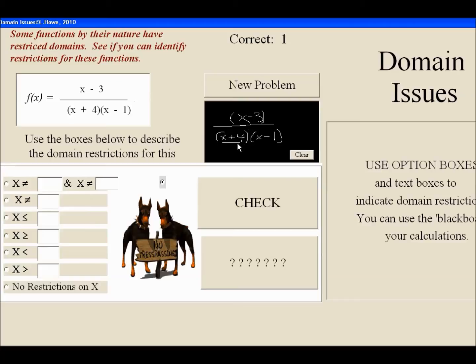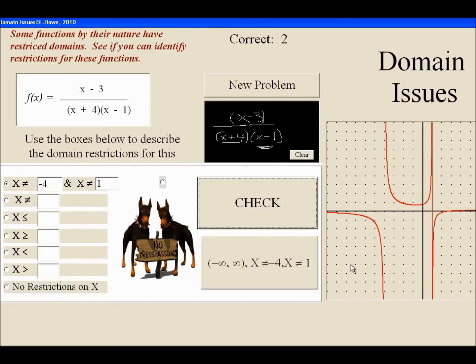If x were negative 4, we'd have a problem, so x cannot be negative 4. If it were negative 4, the denominator would be 0, and we'd have division by 0. The other thing that x can't be, think about it. What would it be? Hope you got it. 1. Check, we win. And so you see, actually this vertical line shouldn't be here. This function has asymptotes here at negative 4 and at 1, and it doesn't exist. This is a domain issue.